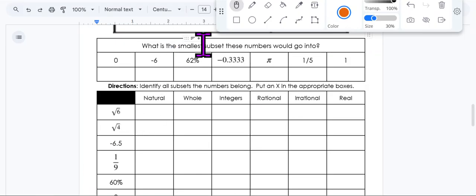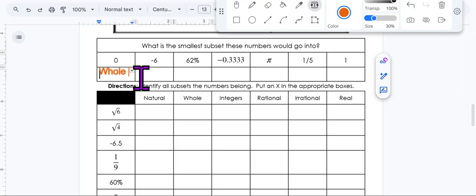All right, this here says, what is the smallest subset these numbers would go into? So 0. If I think back to all of the subsets, what's the smallest one? Where does 0 first show up? Well, 0 first shows up in whole numbers, right? So this would be whole. That's the smallest subset it would go in. 0 is also an integer, and it's also a rational number, and it's also a real number, but the smallest subset it's in is a whole number.